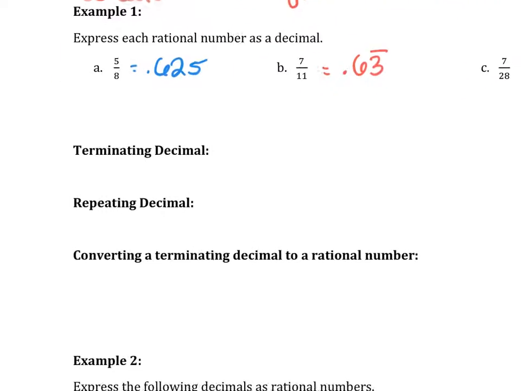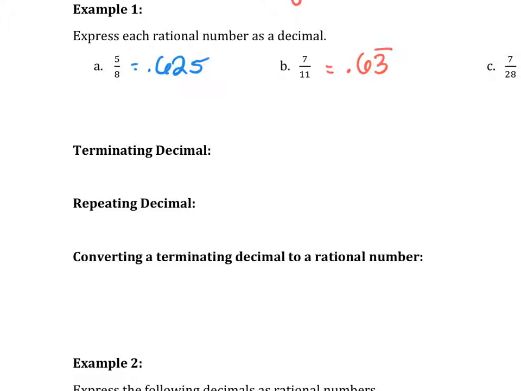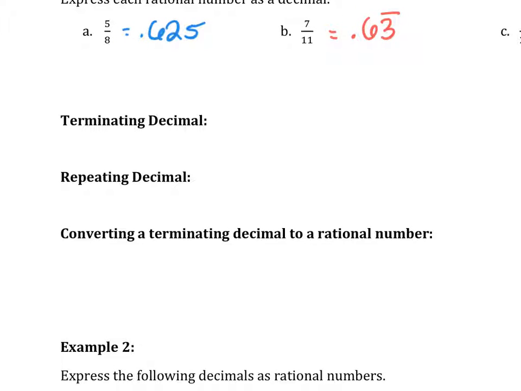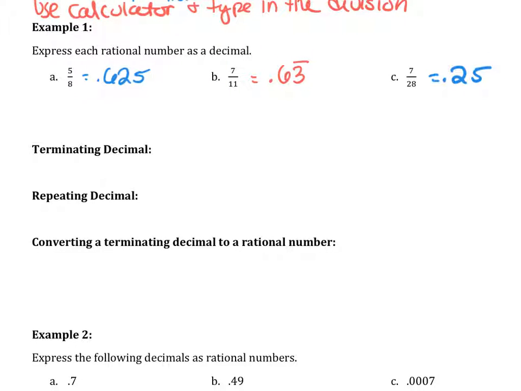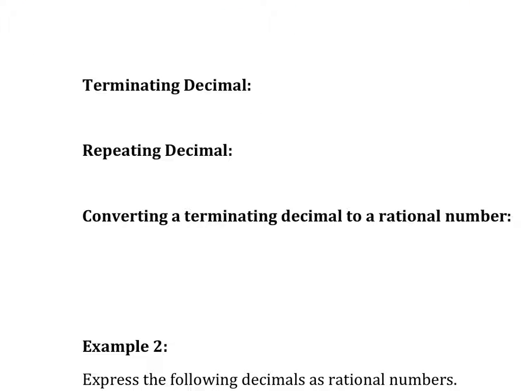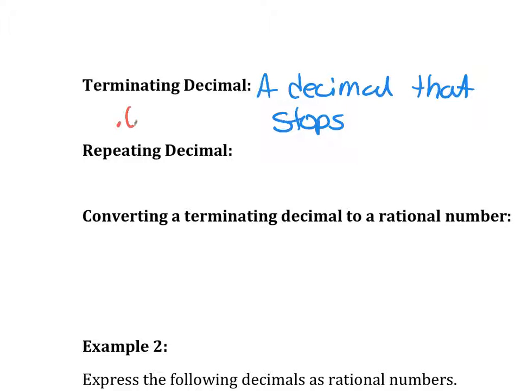There are two types of decimals. The first is a terminating decimal. This is a decimal that stops, so like the 0.625 or the 0.25, there is a finite number of digits. So a terminating decimal is a decimal that stops. So again, like 0.625 or 0.25.